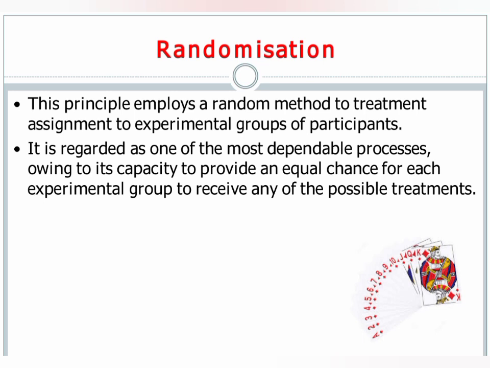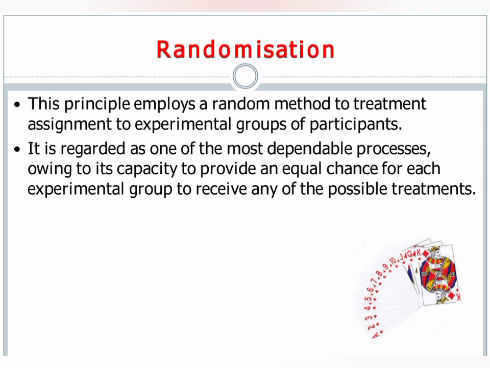It is regarded as one of the most dependable processes, owing to its capacity to provide an equal chance for each experimental group to receive any of the possible treatments. So it is a dependable process. Based on this capacity, there is an equal chance of being selected from the particular experimental group.